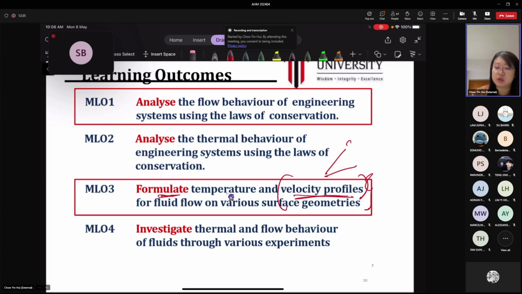For velocity profile we have two methods to solve it. One, which we are going to cover today, is the shell balance method. Another one, which we'll learn in later weeks, is the Navier-Stokes equation. This one would be more challenging because you are going to learn how to formulate from scratch.